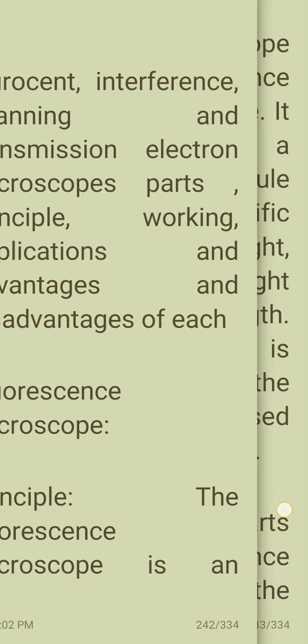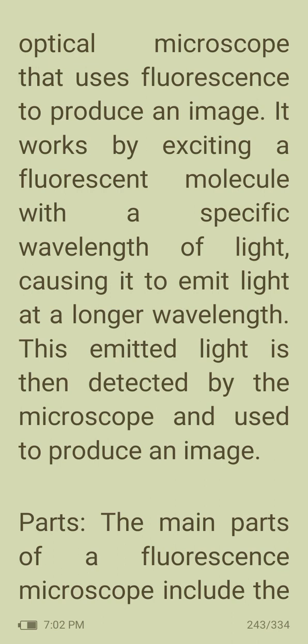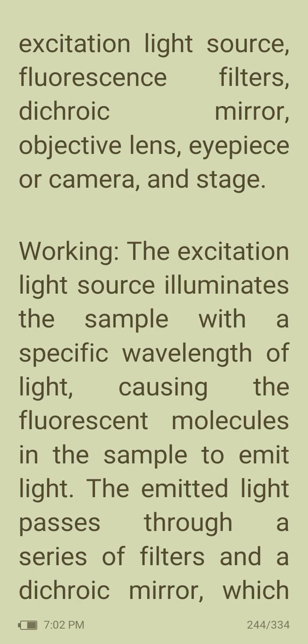The fluorescence microscope is an optical microscope that uses fluorescence to produce an image. It works by exciting a fluorescent molecule with a specific wavelength of light, causing it to emit light at a longer wavelength. This emitted light is then detected by the microscope and used to produce an image. The main parts of a fluorescence microscope include the excitation light source, fluorescence filters, dichroic mirror, objective lens, eyepiece or camera, and stage.